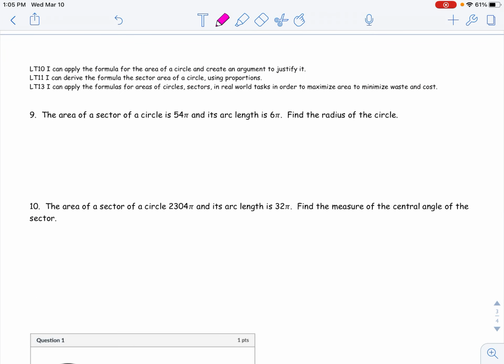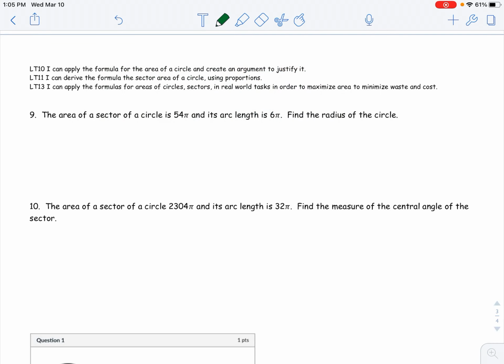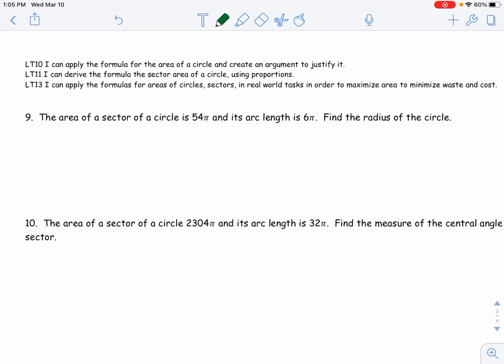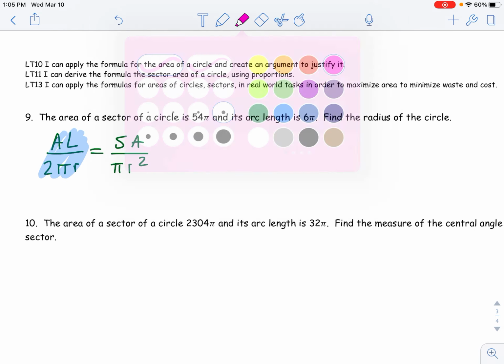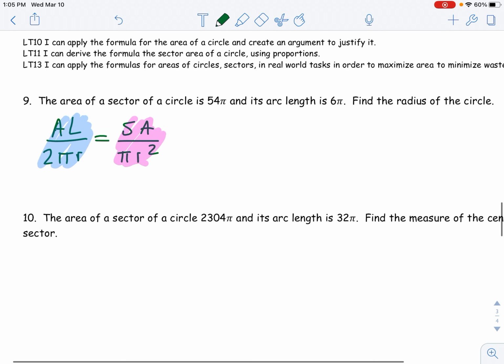All right, and then what do we got? 2 more problems. Just again emphasizing some of the bread and butter we've been talking about these last few days. Again, we got sector area. Area of a sector of a circle is 54 pi. The arc length is 6 pi. Find the radius. So again, this is one of the ones where we're going to do arc length over 2 pi r, sector area over pi r squared. Again, realize which one goes with it: arc length goes with the circumference, sector area goes with the area.